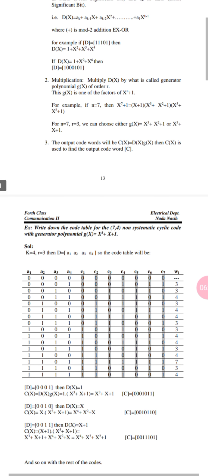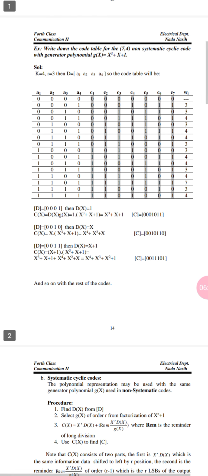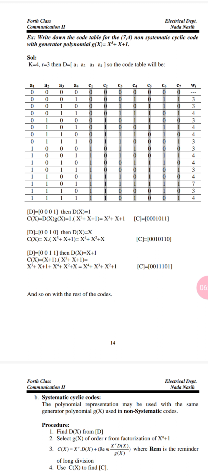Okay. Write down the example here. I think everyone should be able to see it. Example: write down the cyclic table for the 7-4 non-systematic cyclic code with generator polynomial g of x equals x cube plus x plus 1. Okay. For the solution, we write the given data first.